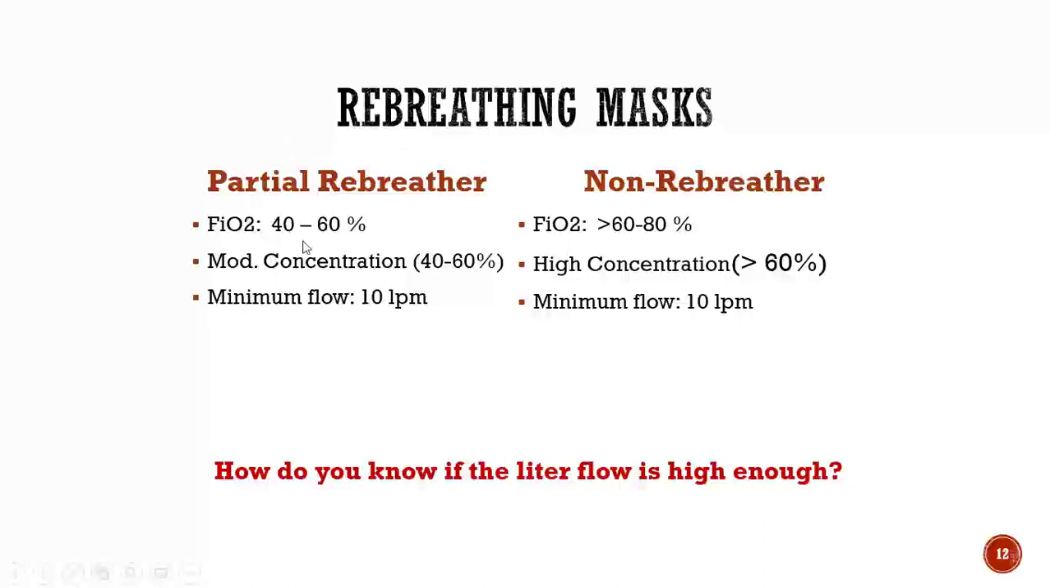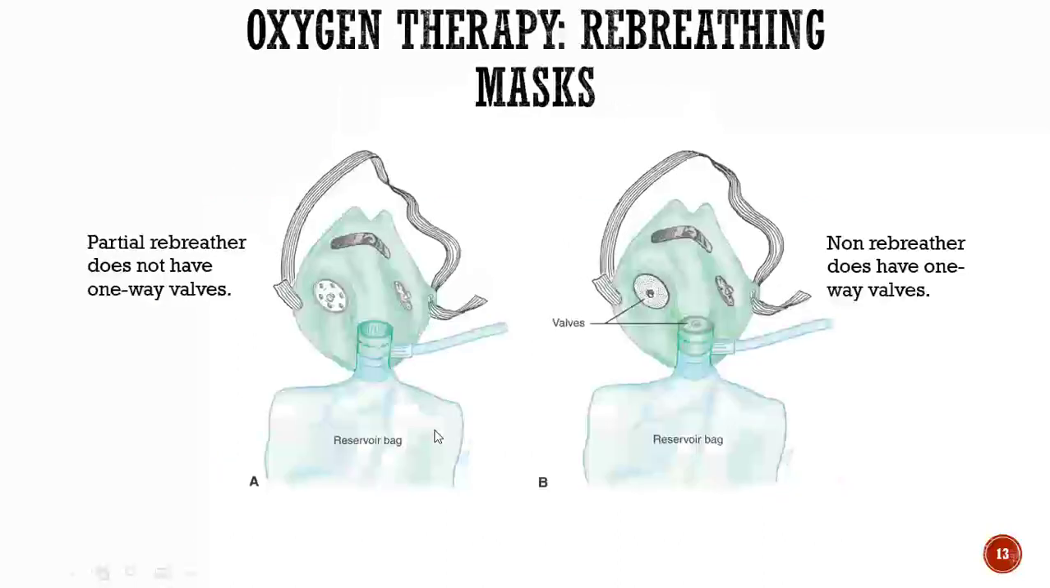And this is why I say don't confuse low flow with low concentration. A non-rebreather delivers 60 to 80% FiO2. These ones have a minimum flow rate of 10, and that has to do with the reservoir bag that they have, which you guys will see on the next PowerPoint. The big thing with these is they both have reservoir bags. So how do you know if the liter flow is high enough? So these can go from 10 to 15 liters. The way that you know that the liter flow is high enough is that the bag does not collapse, and that's going to make more sense on the next PowerPoint. So we'll kind of circle back to that.